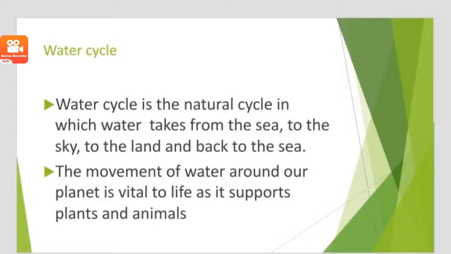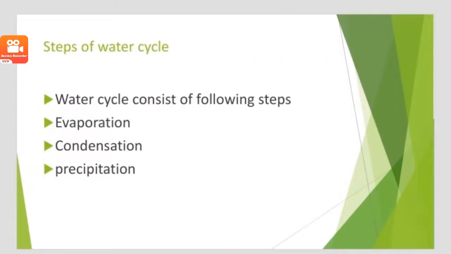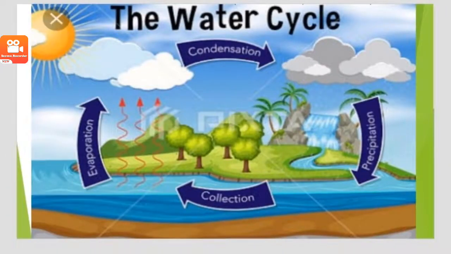The movement of water around our planet is vital to life as it supports plants and animals. The water cycle consists of the following steps. Number one is evaporation, number two is condensation, and number three is precipitation. You can see on the screen a clear flow sheet diagram of the water cycle in which, due to the sun's heat, the water evaporates, condenses, and precipitation occurs. As a result, this water cycle is continuous.